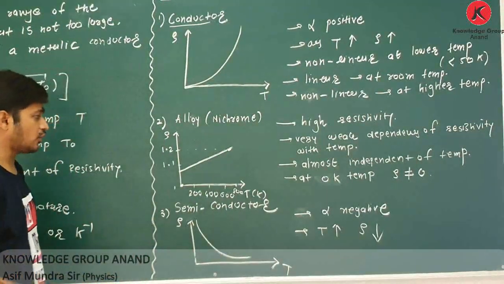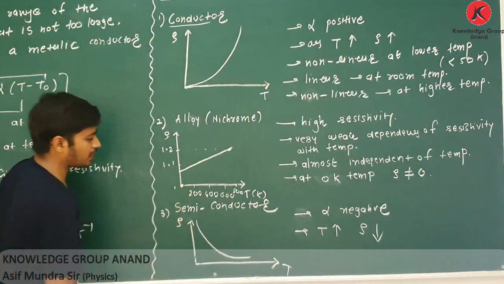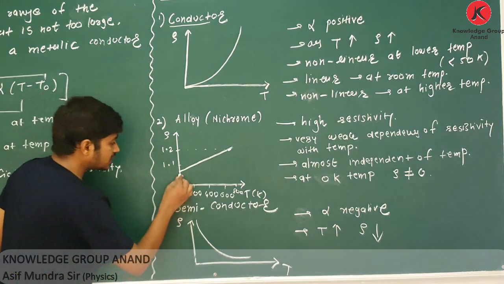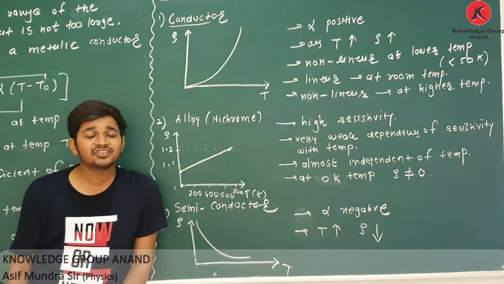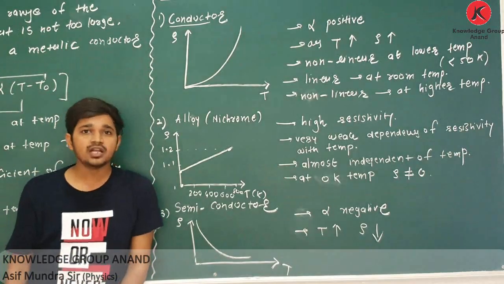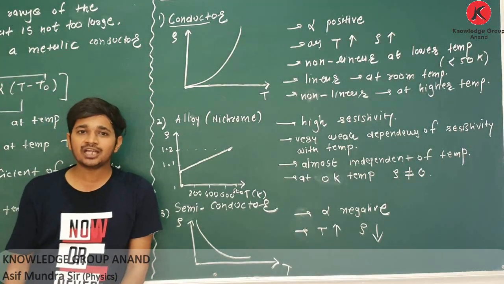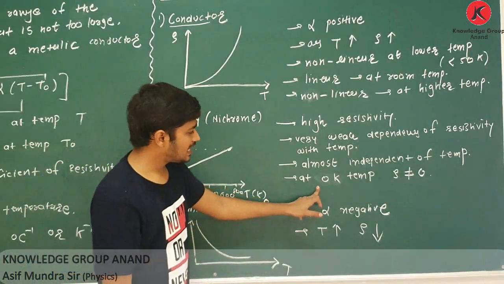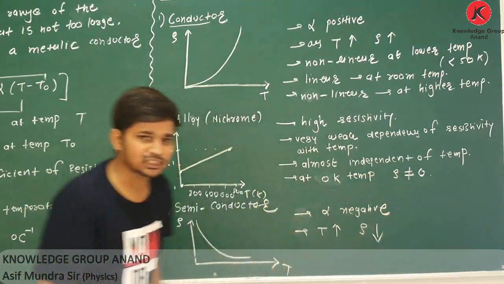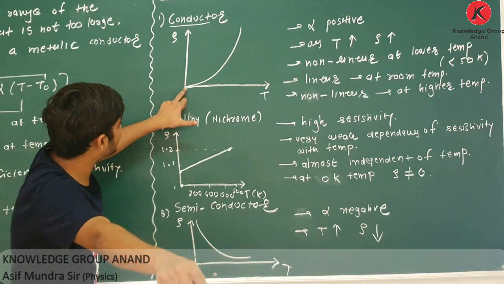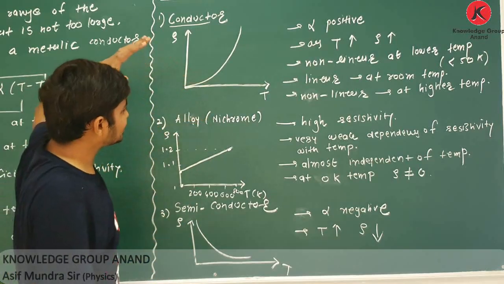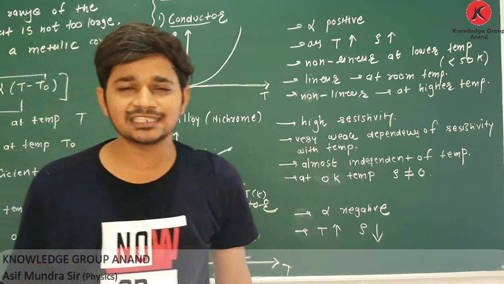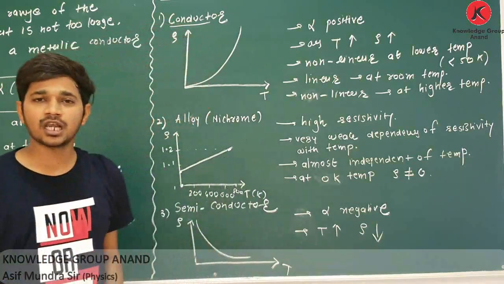Last point for these alloys. See, it is 0 Kelvin temperature. But at this temperature, is resistivity 0? No, resistivity is not 0. At 0 Kelvin temperature, resistivity is not 0. But for conductors, at 0 Kelvin temperature, its resistivity is 0. Clear?